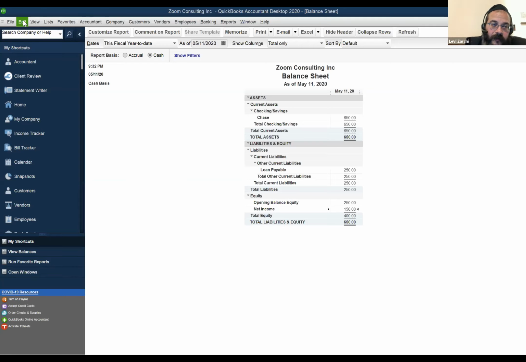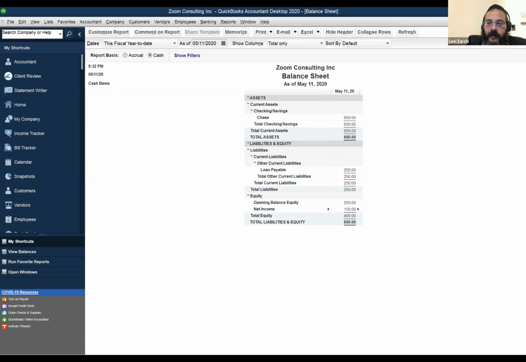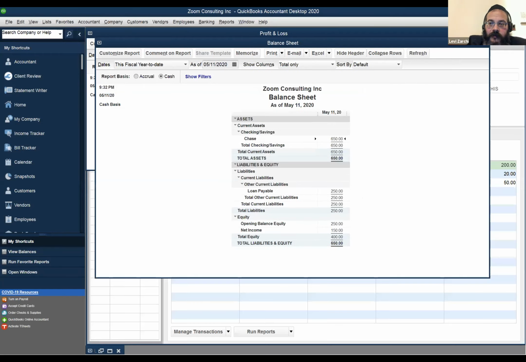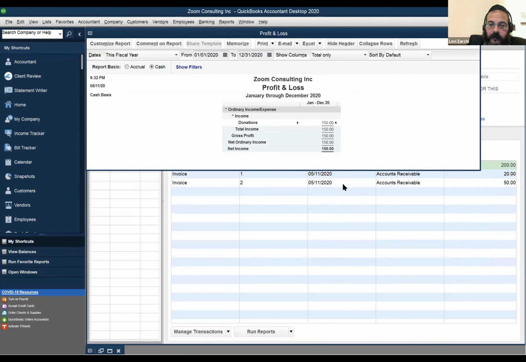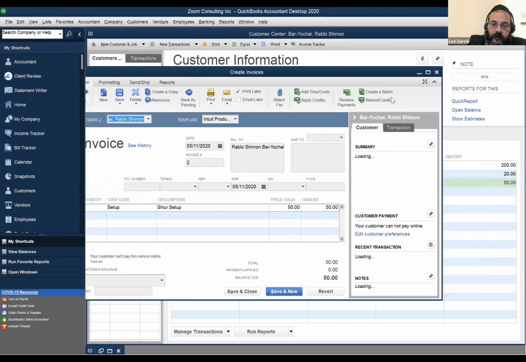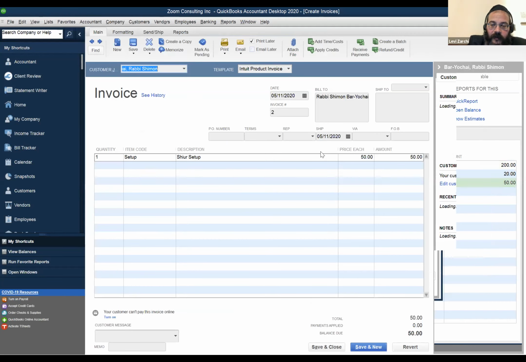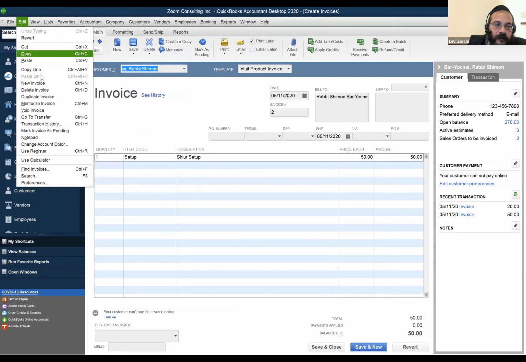How do you erase an invoice? We explained last time that if you go to edit, okay, we go very slowly. You have to be in an invoice. So let's assume I'm going back to Rabbi Yochai, and he decided that he has leftover and is giving it back. You could either delete the invoice or you could void the invoice.